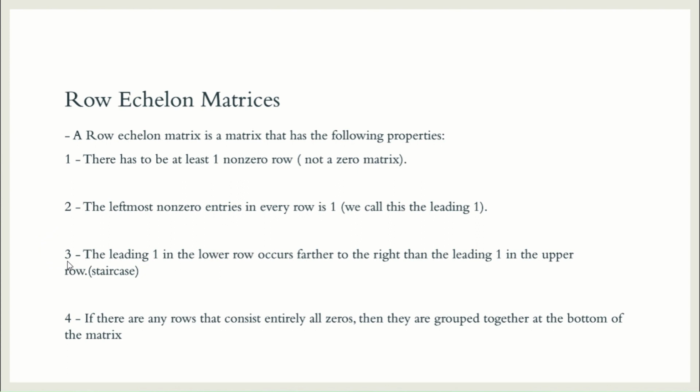And the third property is that the leading one in the lower row occurs further to the right than the leading one in the upper row. The last property is that if the matrix has a full zeros row, it must be at the bottom of the matrix and must not be in the middle or in the first row of the matrix. And if there is more than one zero row, they have to be grouped together at the bottom of the matrix. Let's see some examples to fully understand these properties.